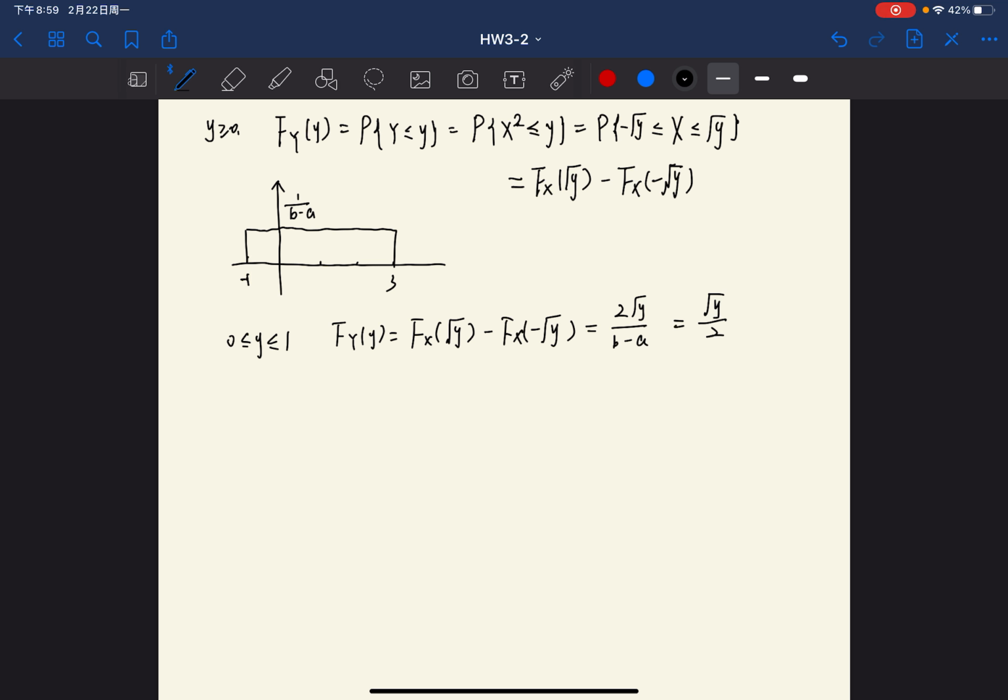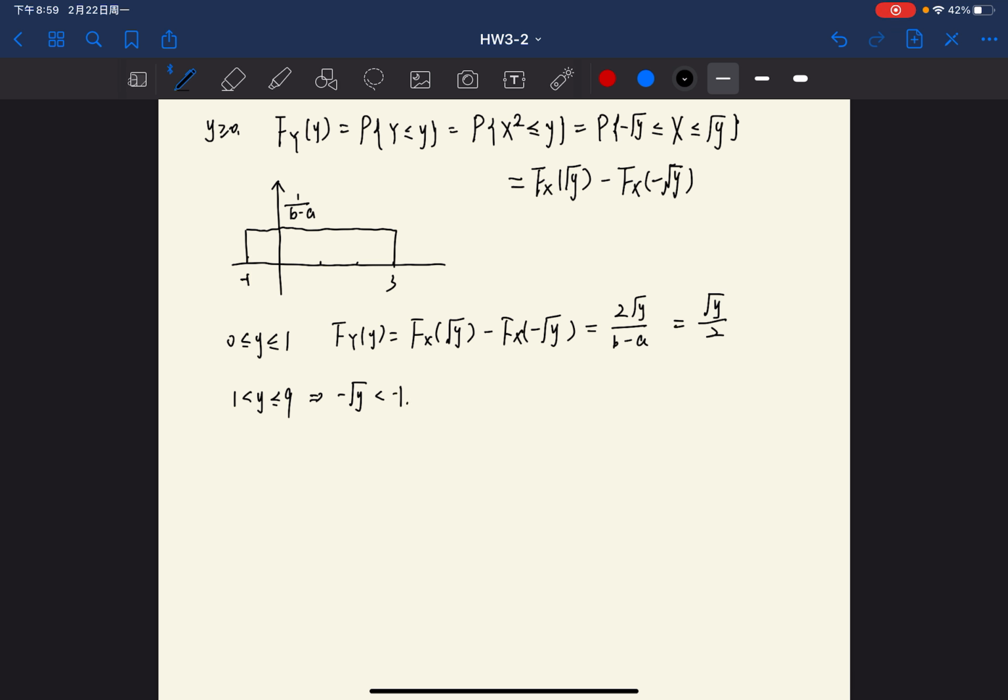And when y is between 1 and 9, we can find in this circumstance that minus y to the power of 1 divided by 2 is smaller than minus 1.